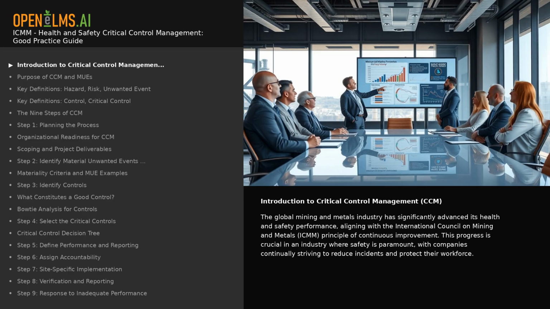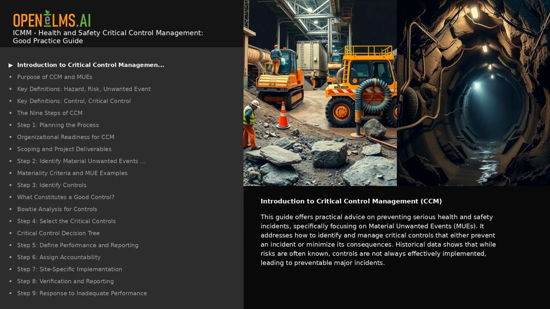This progress is crucial in an industry where safety is paramount, with companies continually striving to reduce incidents and protect their workforce. This guide offers practical advice on preventing serious health and safety incidents, specifically focusing on material unwanted events, MUEs. It addresses how to identify and manage critical controls that either prevent an incident or minimize its consequences. Historical data shows that while risks are often known, controls are not always effectively implemented, leading to preventable major incidents.